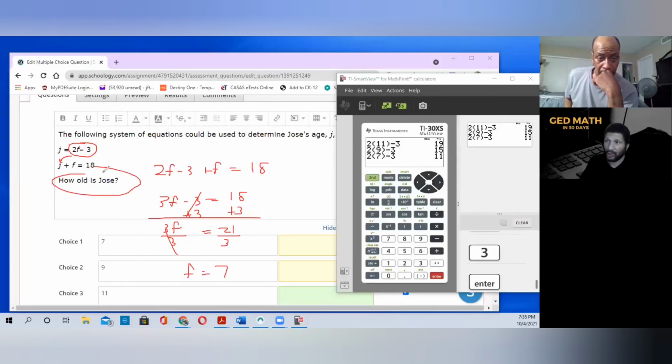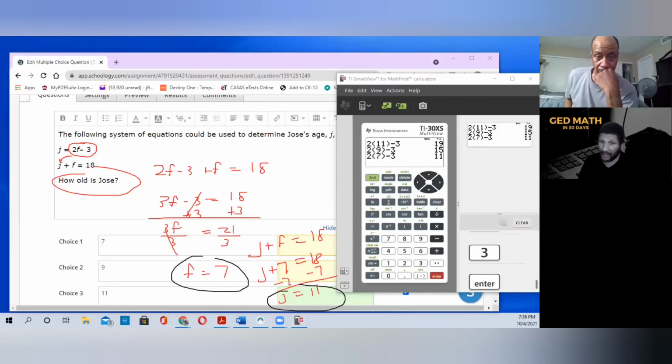But they want to know Jose. So we have to plug this back in. J plus F equals 18. So J plus 7 equals 18. Minus 7 on both sides. J equals 11. That's how you do it mathematically. To me, the easiest way is to plug those numbers in till you get your right answer. So go to the simple equation that you can figure out easily.